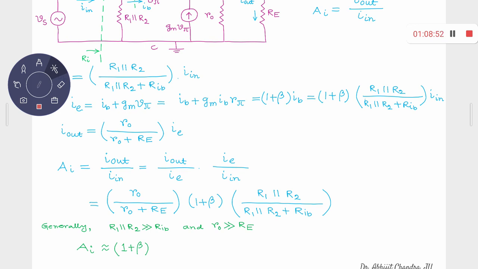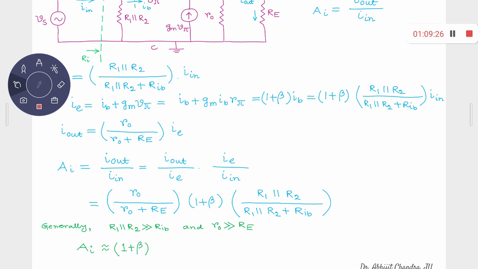So we have studied different amplifier configurations. The common emitter configuration, for which the input resistance, output resistance, and gain are all moderate. Common base configuration, for which the gain is moderately large, but the input resistance is very small and the output resistance is moderately large. And for common collector, two extreme conditions: the input resistance is very, very large, the output resistance is very, very small, and there is no voltage gain associated with it. But still, we use the common collector amplifier.